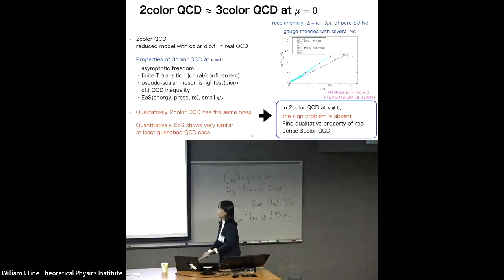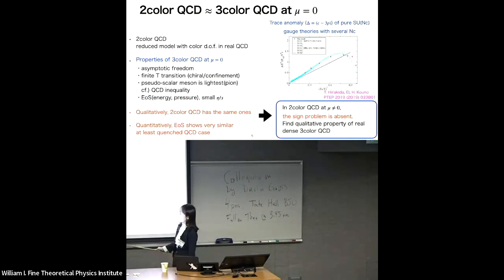So, based on this situation, we would like to consider a reduced model, so-called 2-color QCD. This is just a reduced model with fewer color degrees of freedom than the real 3-color QCD. So we consider SU(2) gauge theory with fundamental fermions. In this slide, I'd like to talk about at least the zero chemical potential region. This 2-color QCD has very similar properties to 3-color QCD. As you know, at zero chemical potential, standard QCD has these interesting non-perturbative properties, and 2-color QCD has the same qualitative properties.